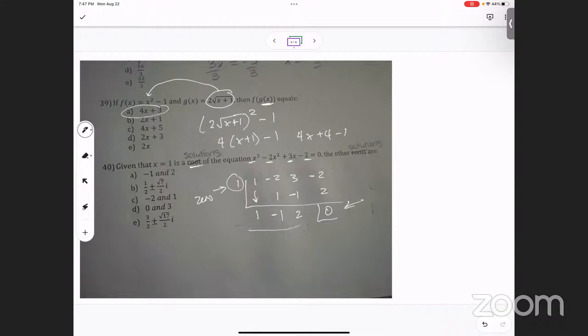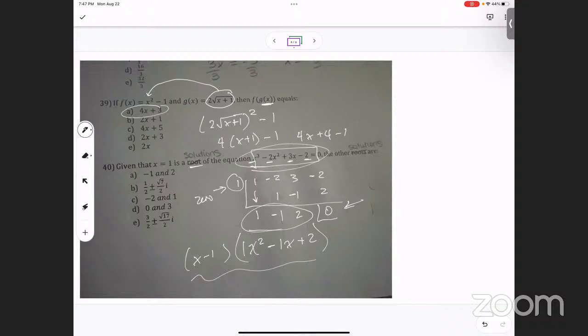So now this is the other factor. So we're going to write 1x squared minus 1x plus 2. That's the other factor of this. If you multiply that by x minus 1, guess what you'd get if you multiply these together? You get that. So they want us to find the other roots.